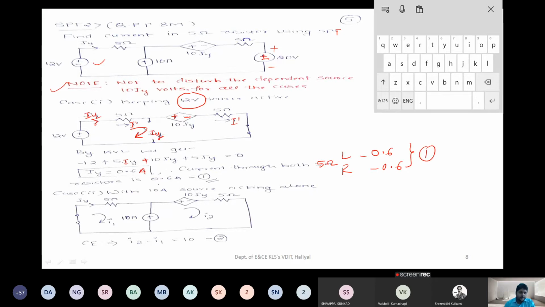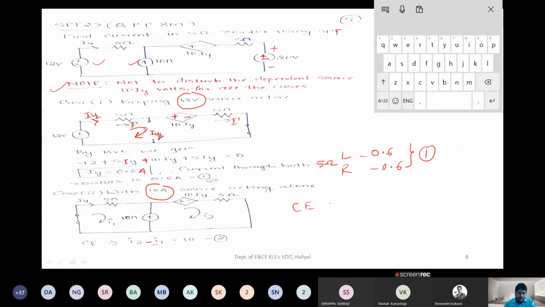Second, if you consider only the 10 ampere source acting alone, then you have to short circuit both voltage sources. If you short them, you get this. What is it called when a current source is coming in between two meshes? Can anyone tell me? Super mesh. Very good.